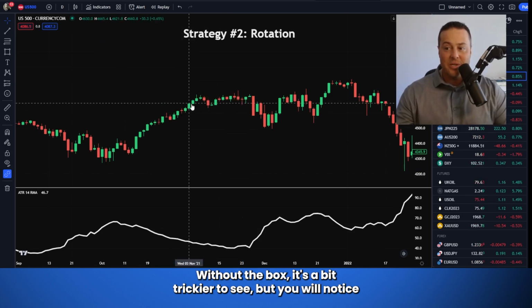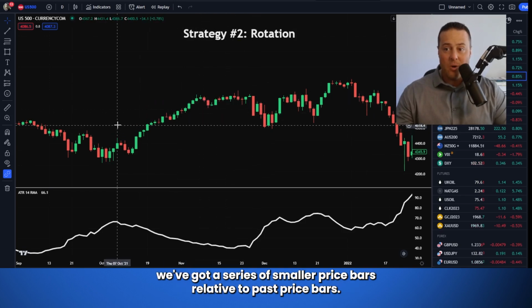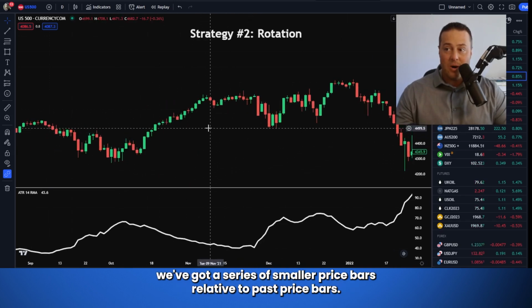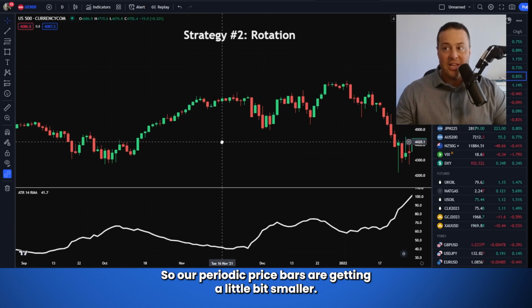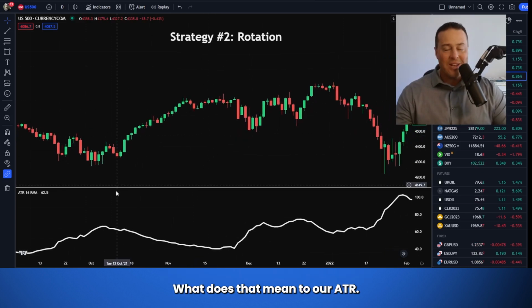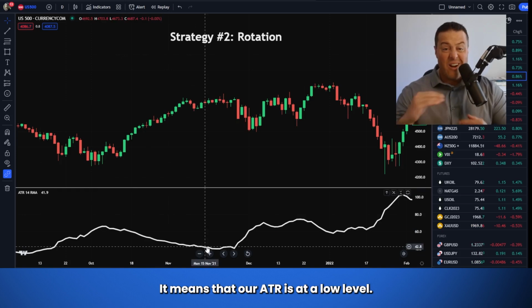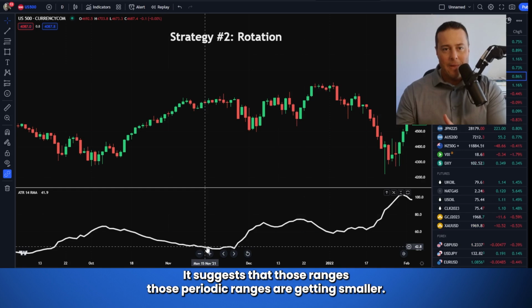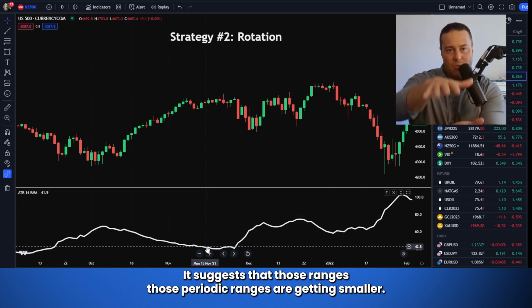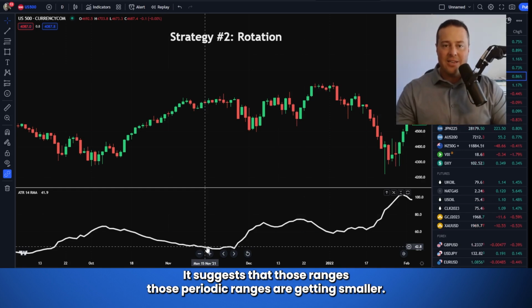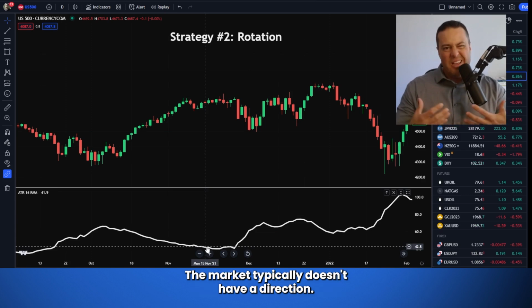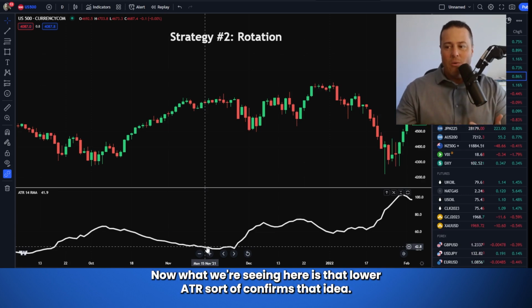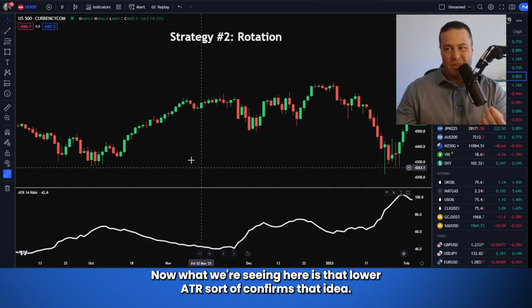Without the box, it's a bit trickier to see, but you will notice we've got a series of smaller price bars relative to past price bars. So our periodic price bars are getting a little bit smaller. What does that mean to our ATR? It means that our ATR is at a low level. That suggests less volatility. It suggests that those periodic ranges are getting smaller. They're in rotation. The market typically doesn't have a direction. Now, what we're seeing here is that lower ATR sort of confirms that idea.